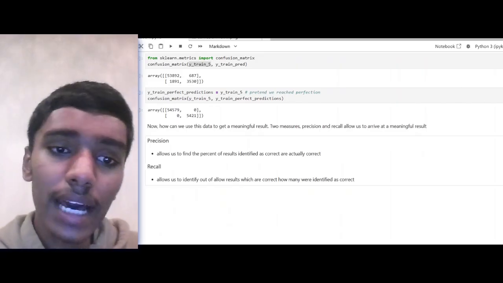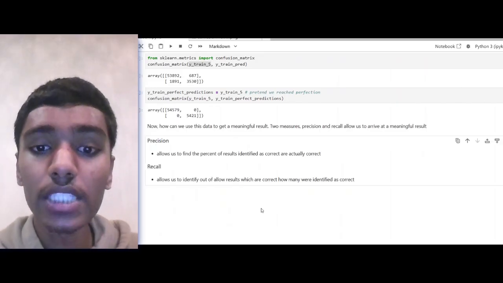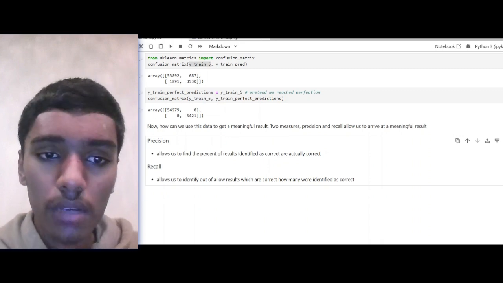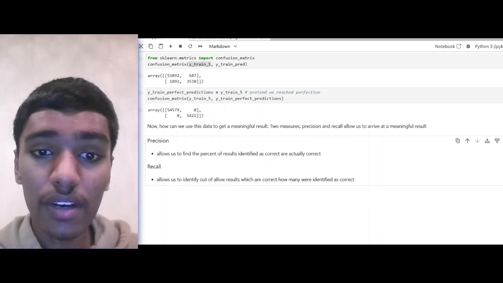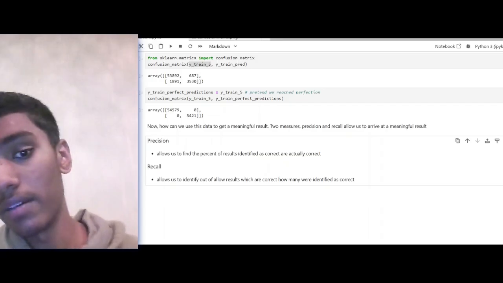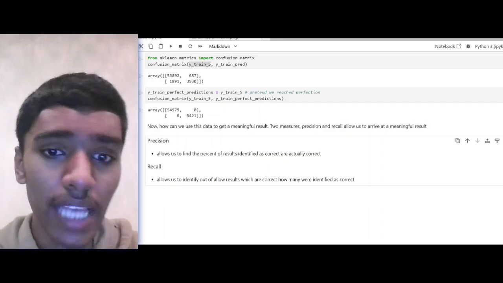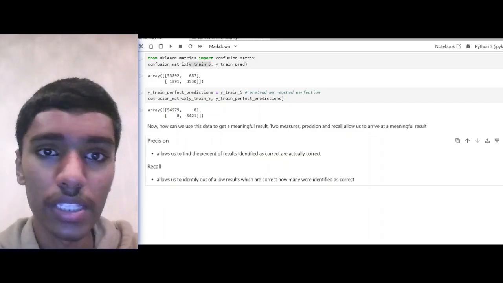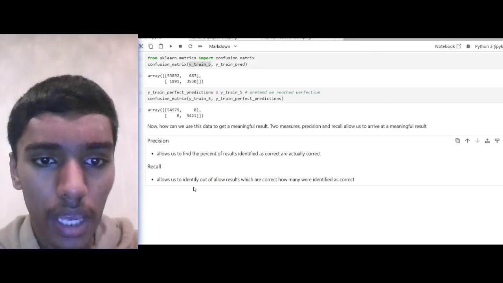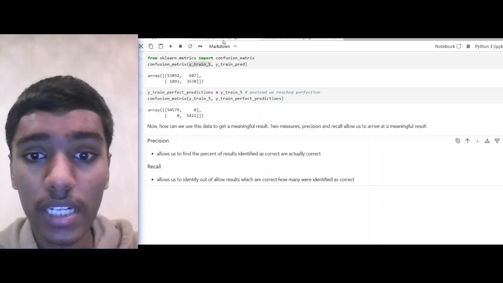So what precision allows us to do is find the percentage of results identified as correct that are actually correct. If a result is identified as being true, is it actually true? We're able to identify the percent that was identified as true and was actually true. There's an equation for this here, but it's very intuitive and easy to understand: the percentage of results that are identified as correct that are actually correct.